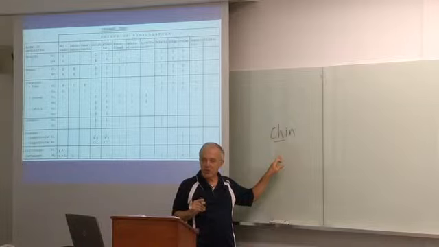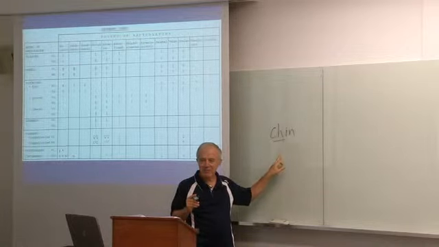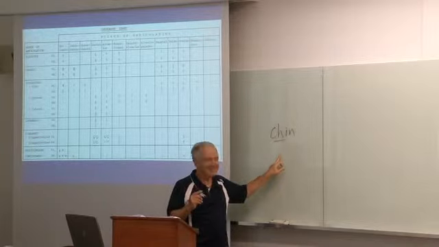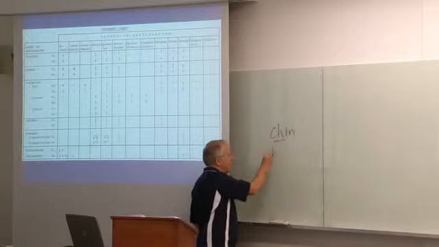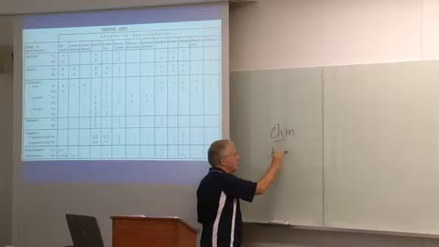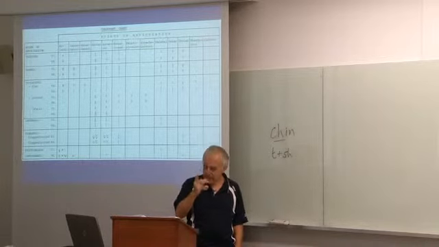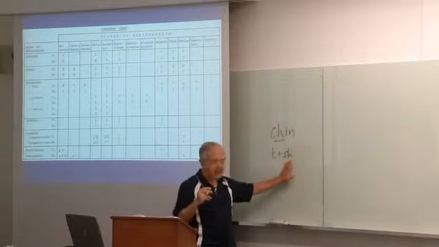What's the stop? What's the plosive? Chin. This is very difficult. You want to have a guess? Our linguist here. It's a T followed by a SH. Chin. You start with a T, release the air, and follow it with the SH.